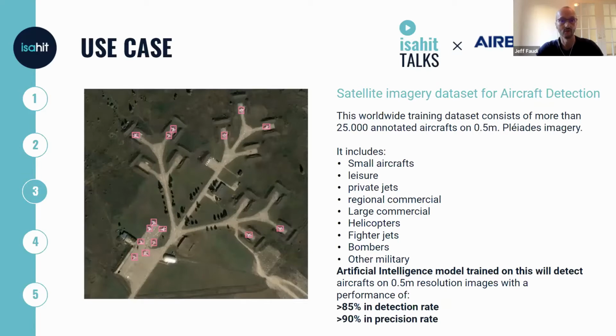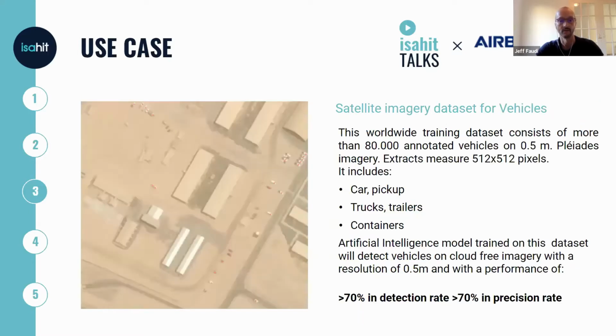We also worked on an aircraft data set, and this one includes different categories. So we can also detect not only the object, but also the categories. And in that case, we got an 80% detection rate and 90% precision rate. So it's all dependent on the type of object.